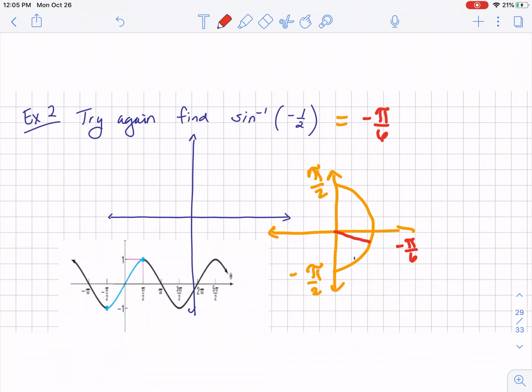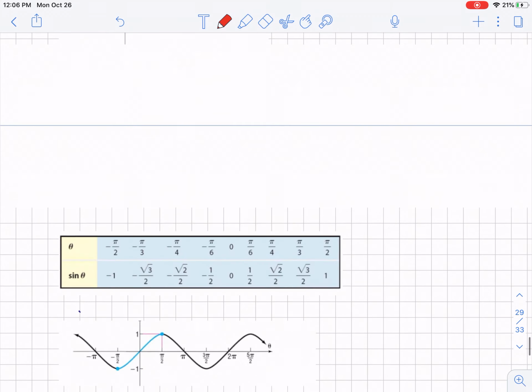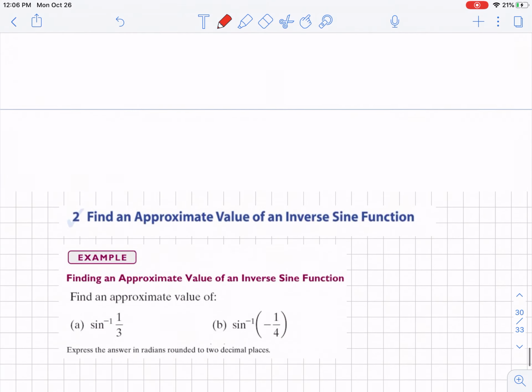All right, so here's the thing, guys. Think about it. This is your coordinates at negative pi over 6. It's radical 3 over 2 comma negative 1/2. If you gave me an answer of 11 pi over 6, I would say that's wrong, because that is not in that restricted domain. I need to have an answer that's in that restricted domain of negative pi over 2 to positive pi over 2. Okay? All right, moving on.